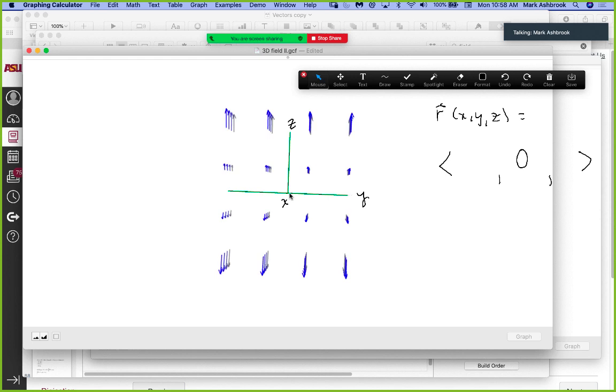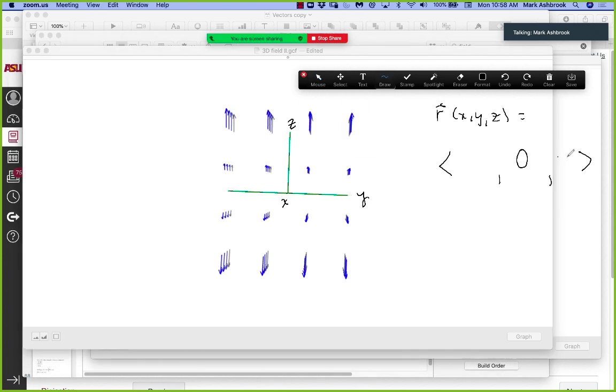So what do we know? z is z. When z is positive and getting more positive, the z components of the vectors get more positive. And when z is negative and you go down, the z components get more negative. So z is just simply z.